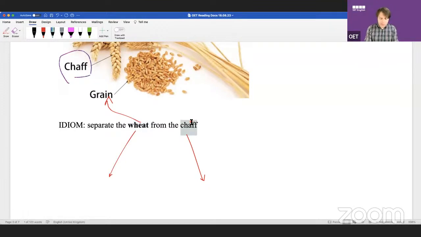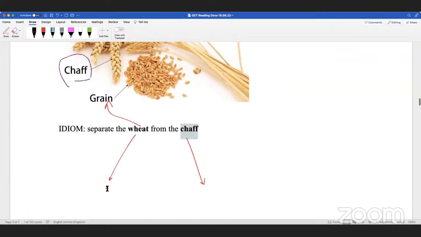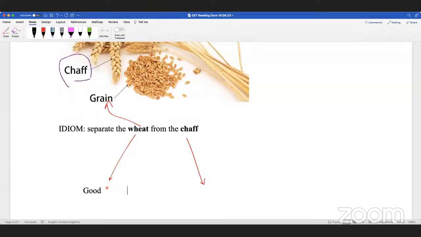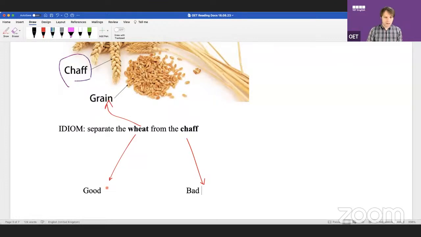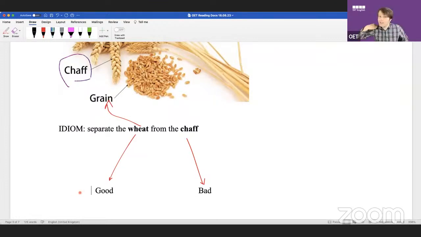Which one is the good one? Which one is the bad one here, guys? Wheat is good, right? And of course, the bad is the chaff. Why is it bad? Because you can't eat it, right? The bread is made from the wheat. But you can give the chaff to animals. You can feed animals. I suppose that's good in a way.